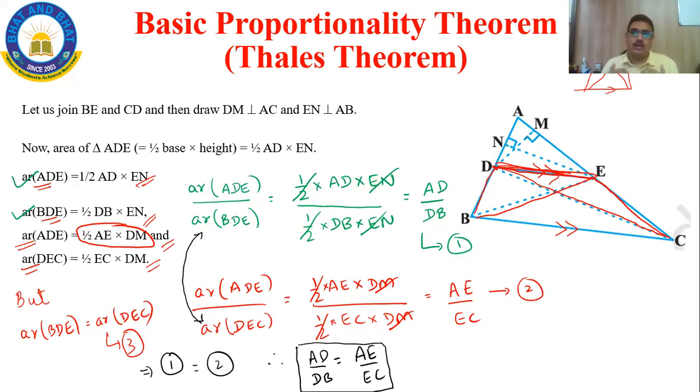Now we have to draw perpendiculars, because perpendiculars will help us to find out area of triangles. So we drew DM perpendicular to AC and EN perpendicular to AB. Once we did this construction, we are going to utilize the formula, that is area of triangle is half into base into height, and these are the steps of the proof. So if you have not made a note of this, please make a note of all the steps. Okay.